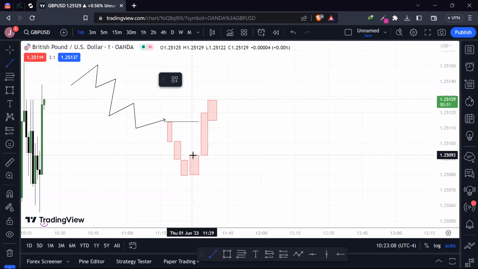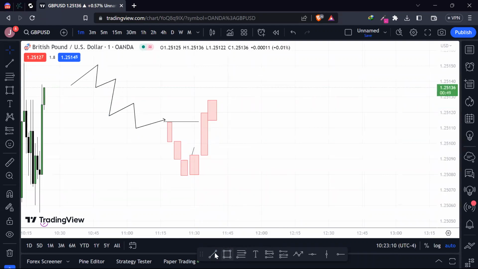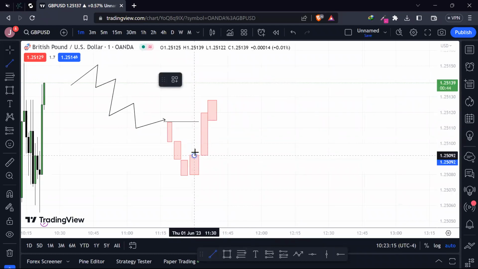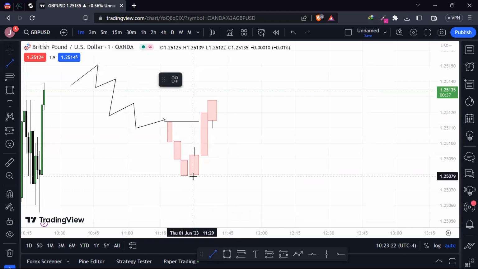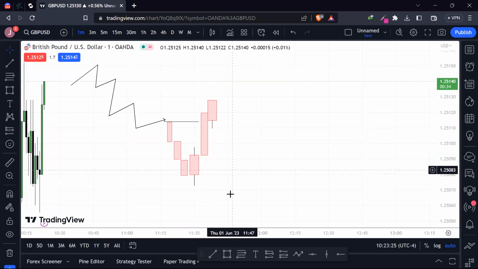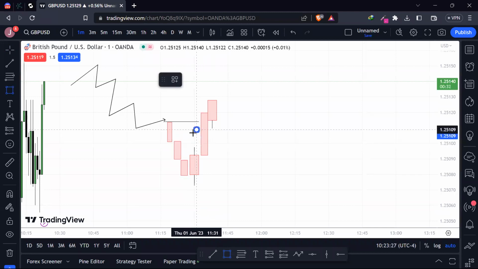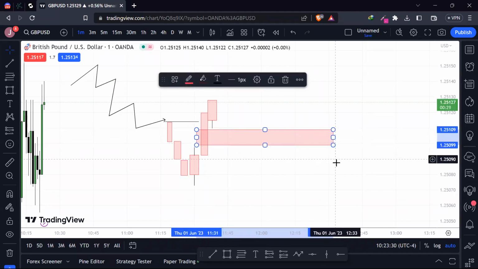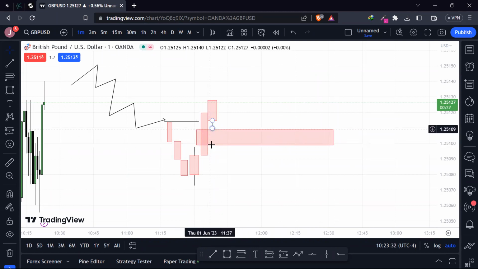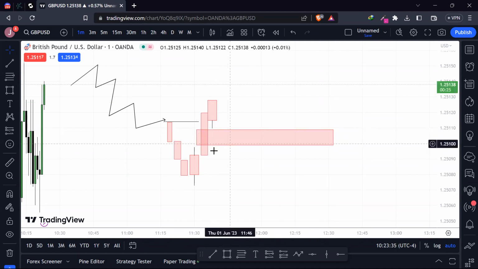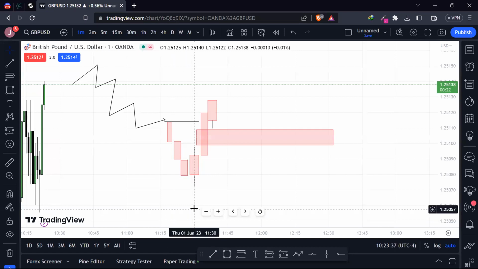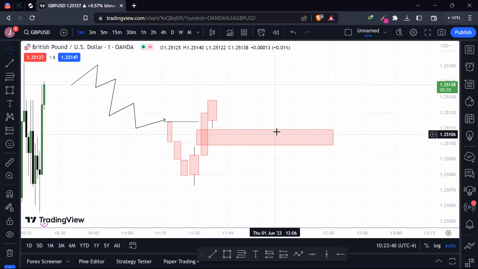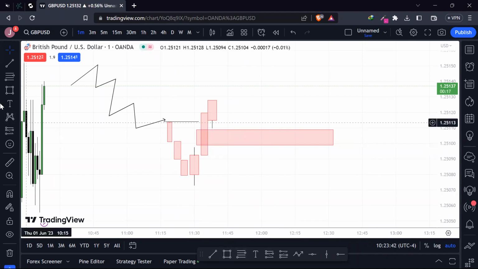With the wick, so I'll draw you some wicks also here. It's a wick, sorry for that wick. That's a wick. And this part right here, where the wicks are not filled in, is the fair value gap, FVG. So the thing is, FVG here.